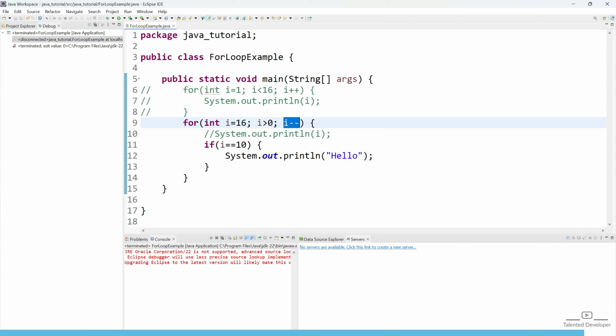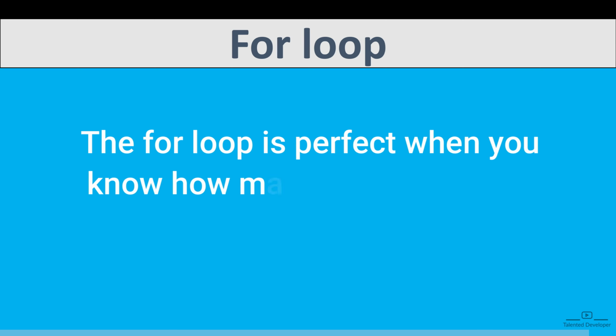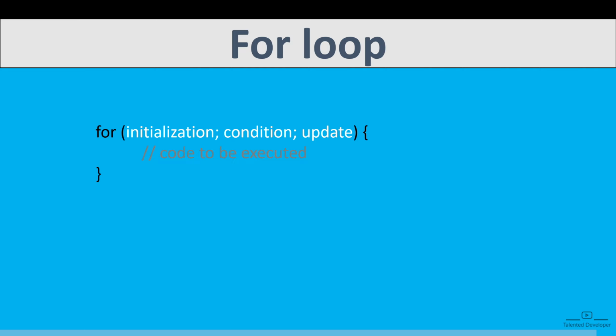So let's recap whatever we learned today. The for loop is perfect when you know how many times you want to execute a block of code. It has three main parts: initialization, condition and update. Here you can use I plus plus to increment the value or I minus minus to decrement the value.